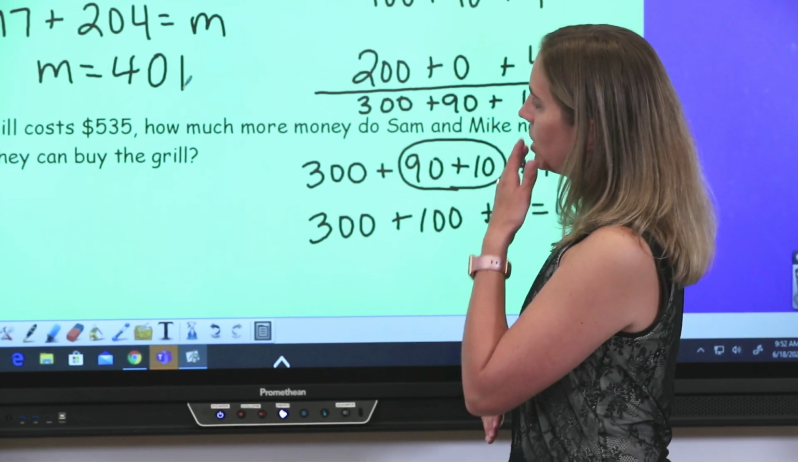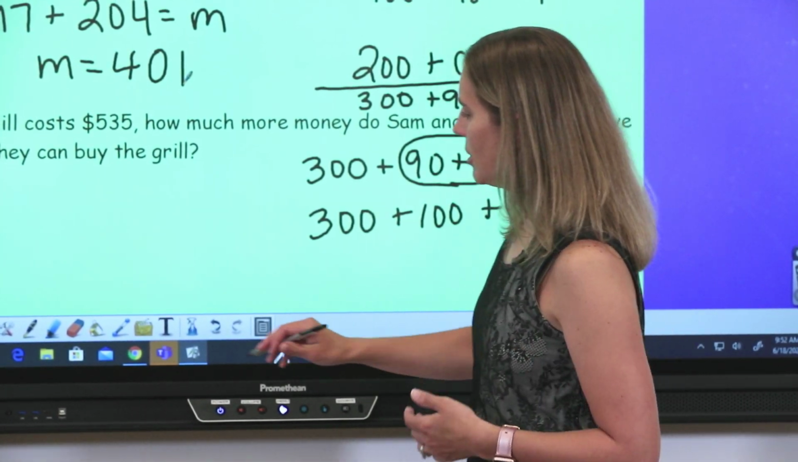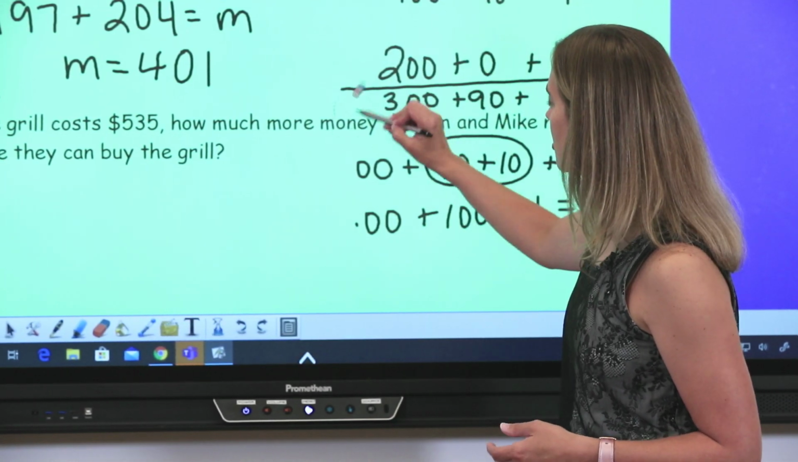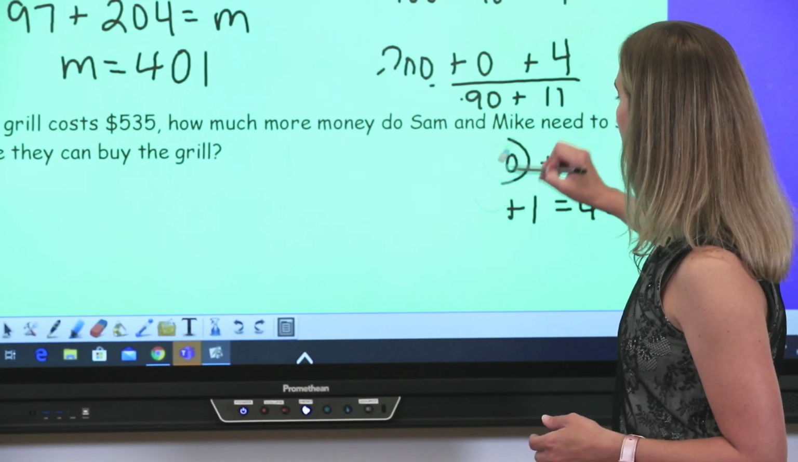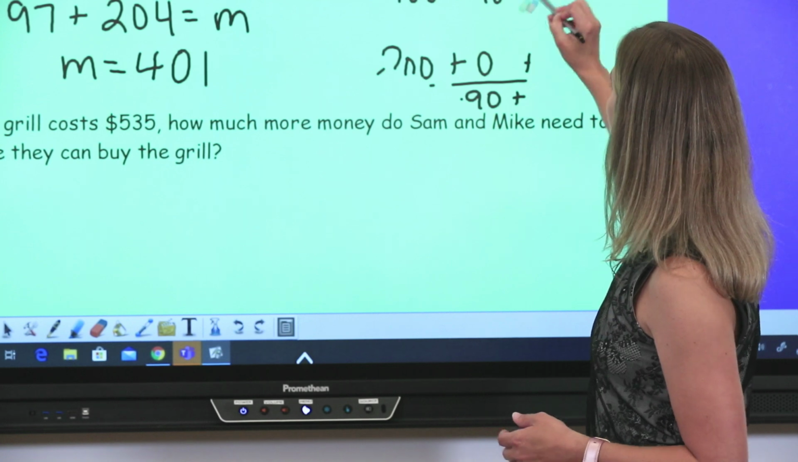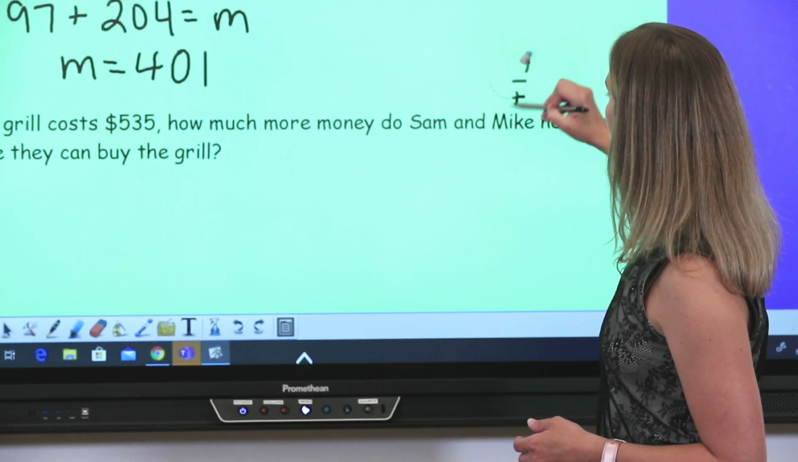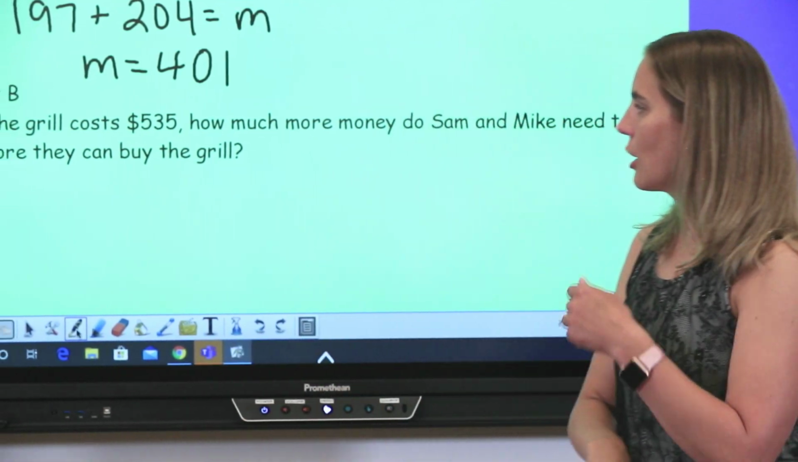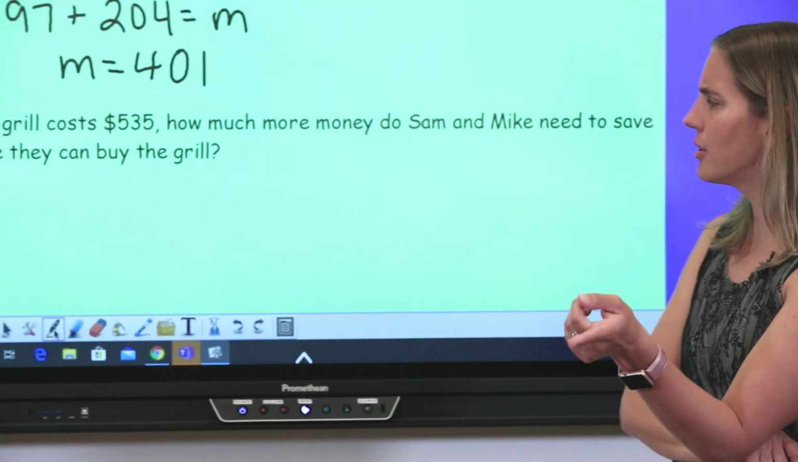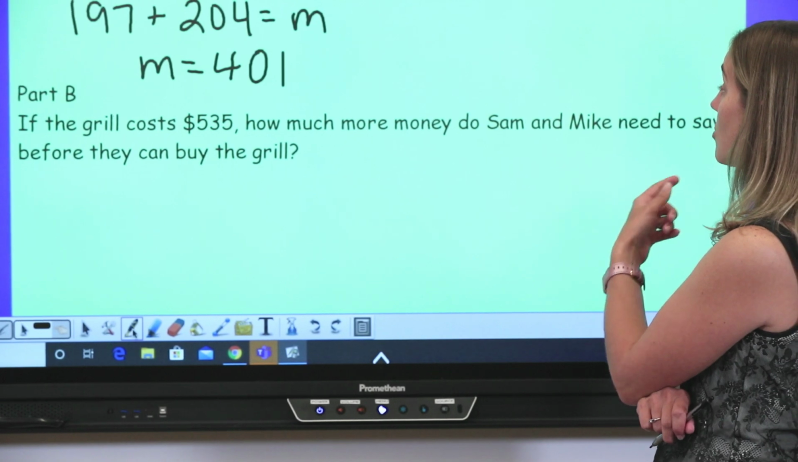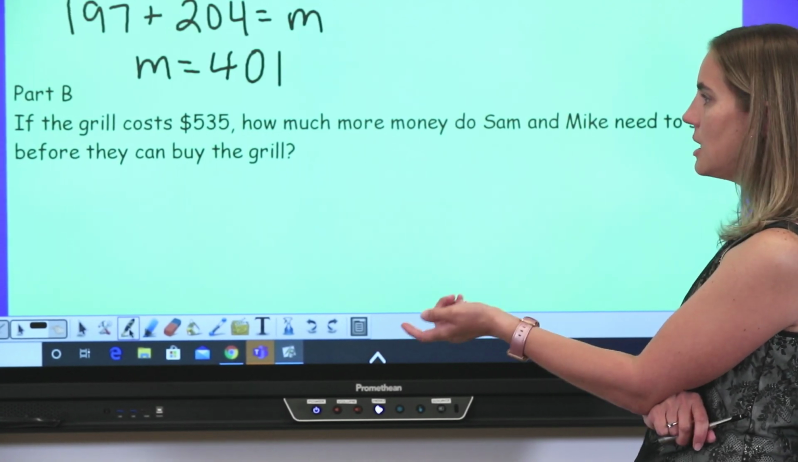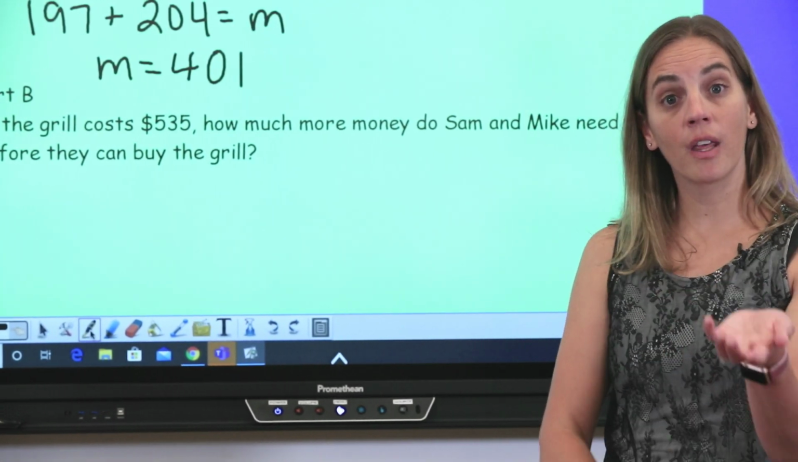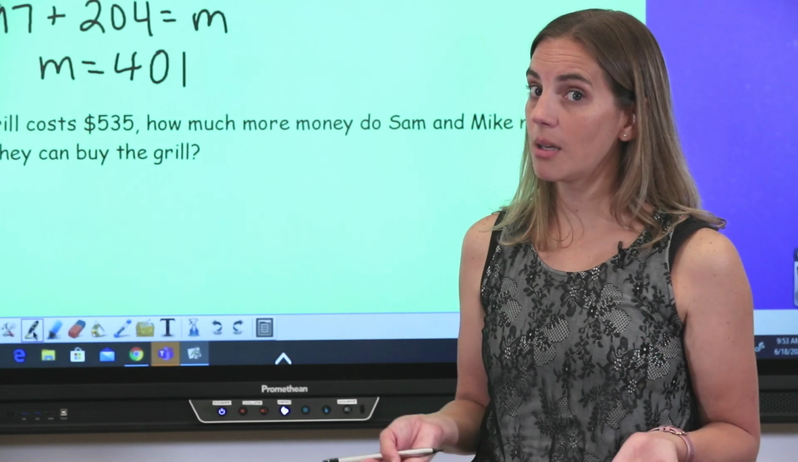All right, so let's take a look at our second part here. I'm going to erase what I've got here so that you can see my second part. You don't have to erase yours if you don't want to, because sometimes that gets a little tricky and teachers like to see all your work. All right, take a look here. It says, if the grill costs $535, how much more money do Sam and Mike need to save before they can buy the grill?